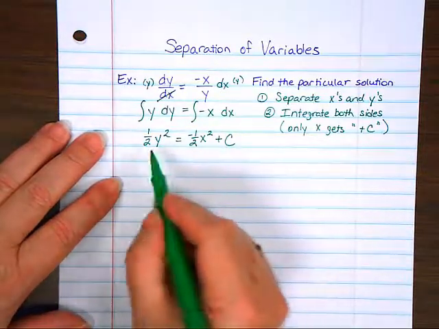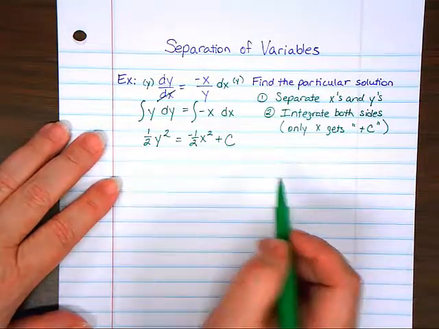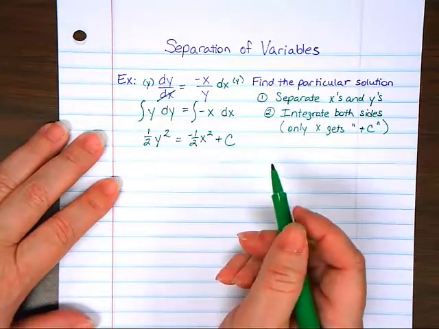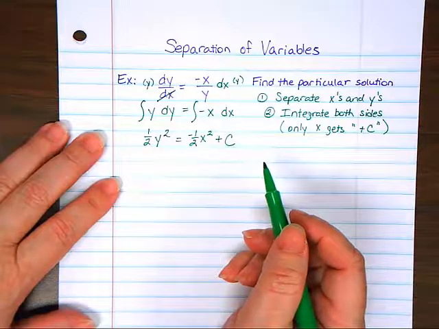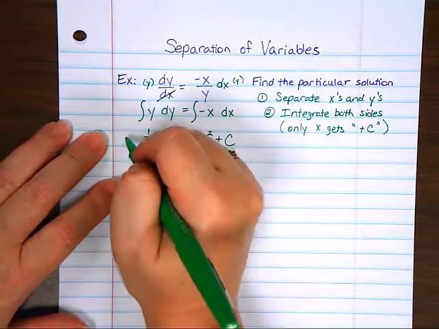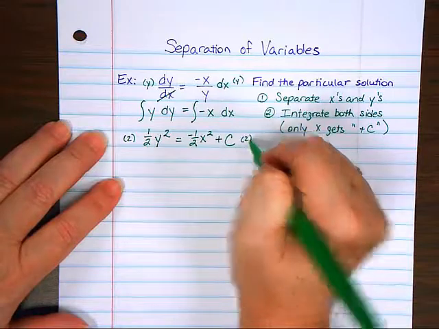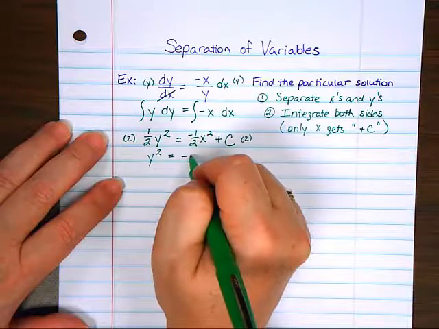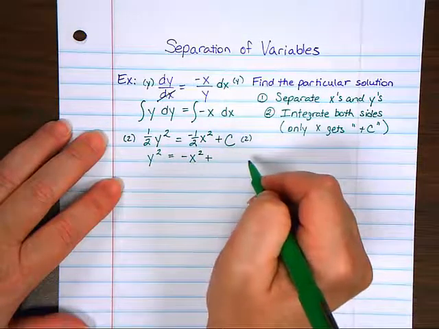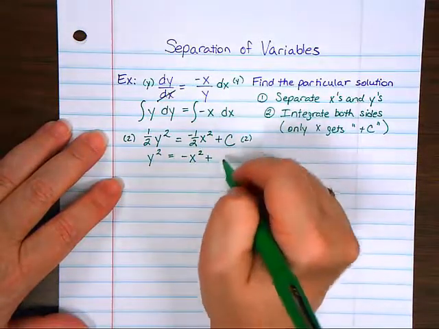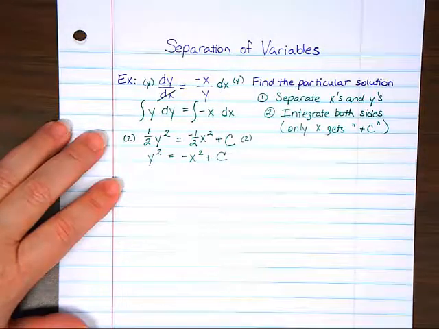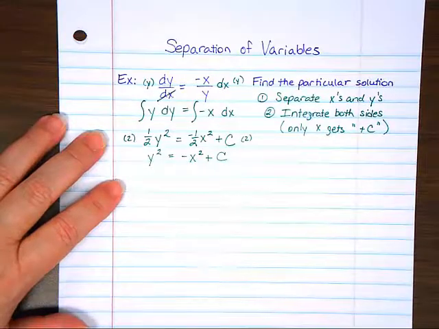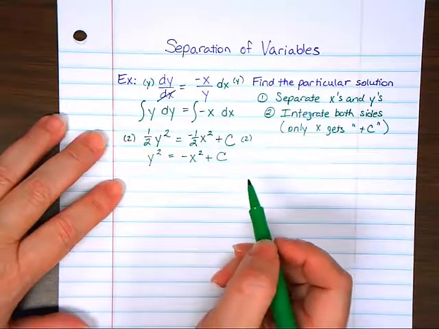Okay? I want to clean this up just a little bit before I go any farther. And I think it wouldn't be too difficult to get rid of the 1/2. So what should I do to get rid of the 1/2? Multiply both sides by 2. So multiply this by 2 and that by 2. So now I have y squared equals negative x squared. Here's the magic C again. A constant times 2 is just another constant. So we just put plus C, not plus 2C, to get rid of the 1/2, just to make it look a little nicer.